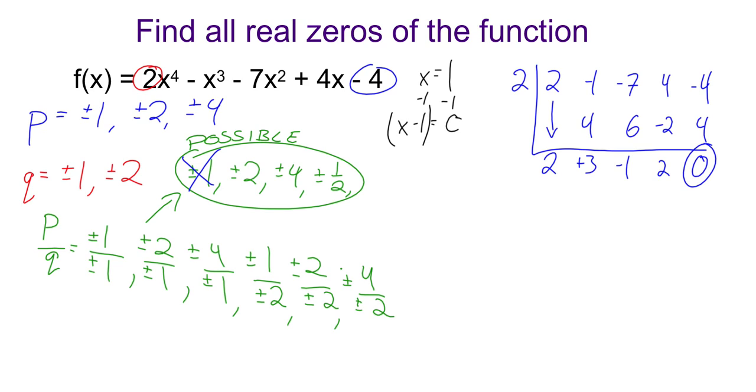So now, what are my 2 factors? x minus 2. Remember, we take the opposite of what's out there. And then 2x squared plus 3x plus 2. That is the answer.